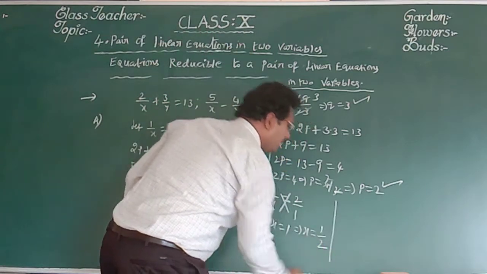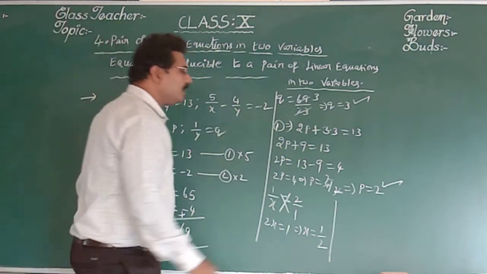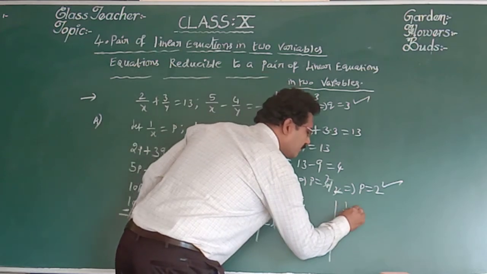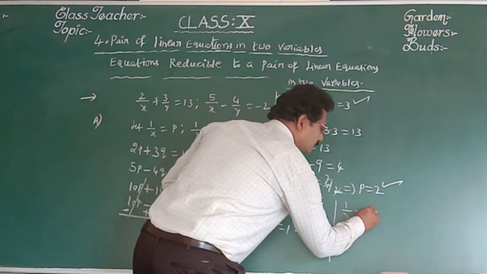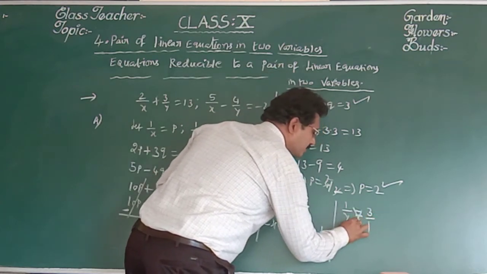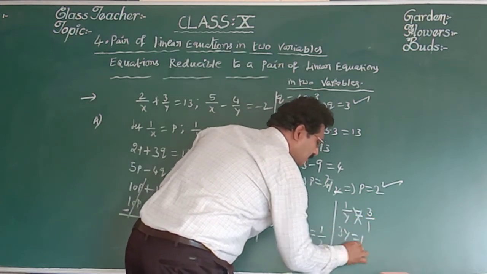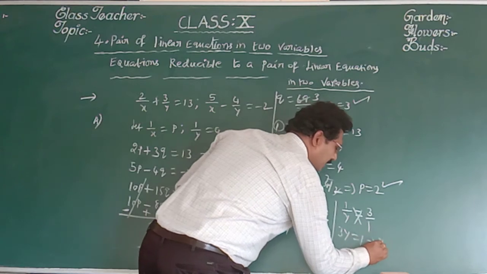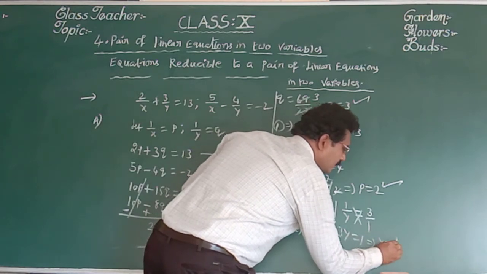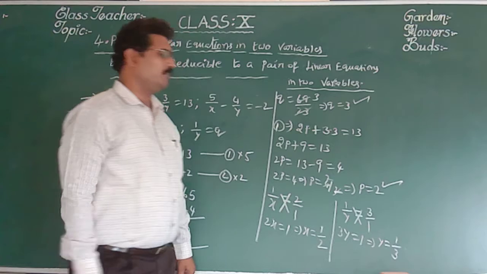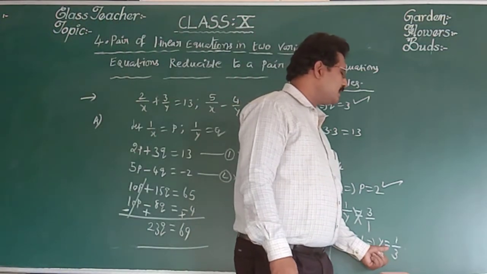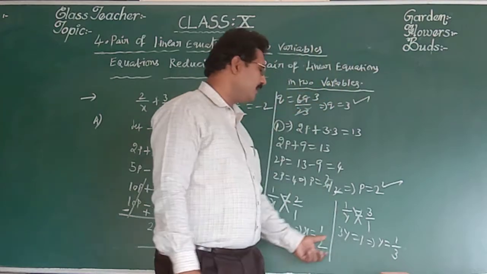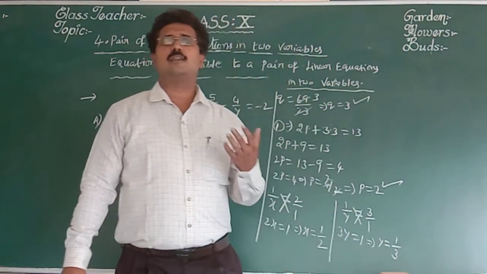Next, in the same way, 1 by y is equal to q. So 1 by y is equal to, where is q? Q is 3. Again by cross multiply, 3y is equal to 1 implies y is equal to 1 by 3. Therefore, what is the solution? X is equal to 1 by 2 and y is equal to 1 by 3 is the required solution.